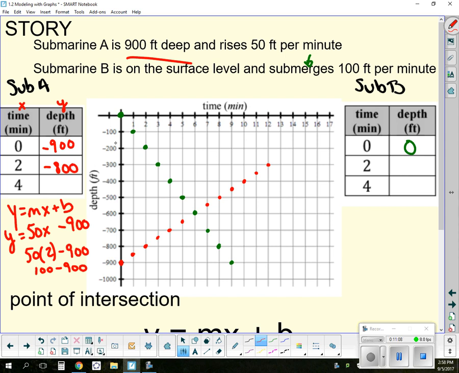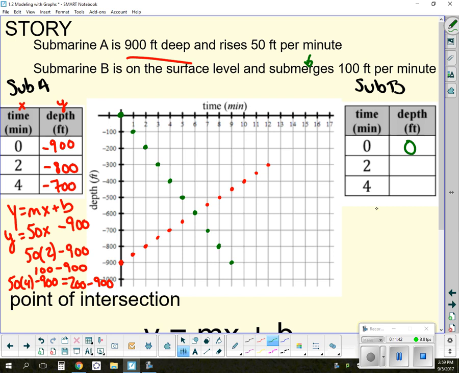Check that on your graph. Is that what we graphed at time 2? Sure enough, we're at negative 800. At time 4, according to our graph, we should be at negative 700. We can plug in 4 and see if we end up getting that. 50 times 4 minus 900. 50 times 4 is 200 minus 900 gives us a value of negative 700, which is what we expected based on the points we plotted.